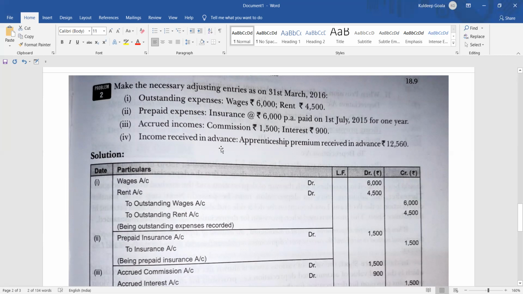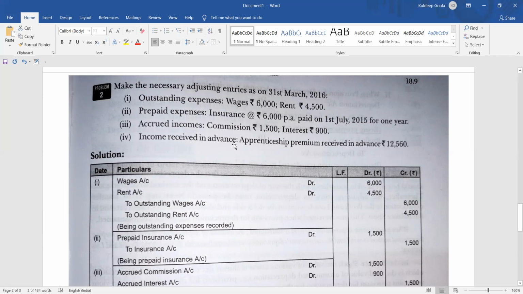So look, received in advance means we got it before time. If you receive any income before the time, that will be called your liability. It is not yet your right, you got it before time, so that is your liability.